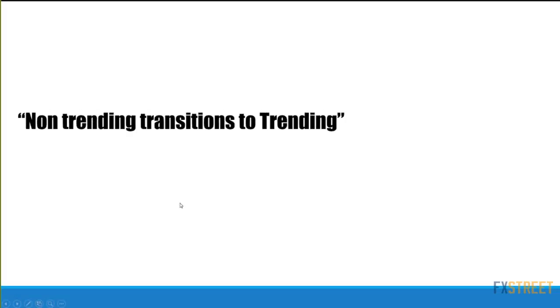And one of the simple things that I've said to myself and to other traders in regard to this idea, and this is really a simplistic way of looking at the market, is non-trending transitions to trending and trending transitions to non-trending. So if you're able to find or see or define a non-trending market somehow, some way, would that help you to anticipate a trending market?